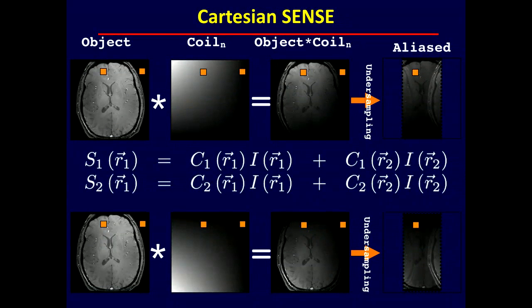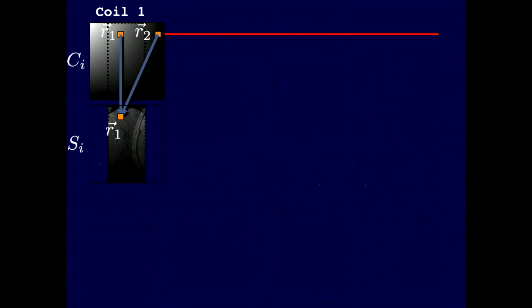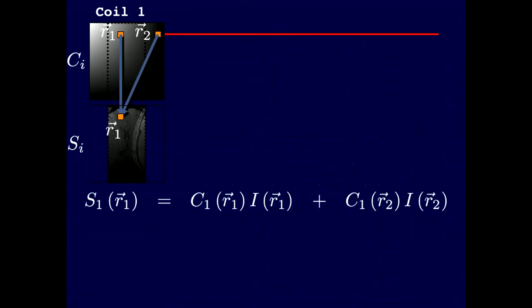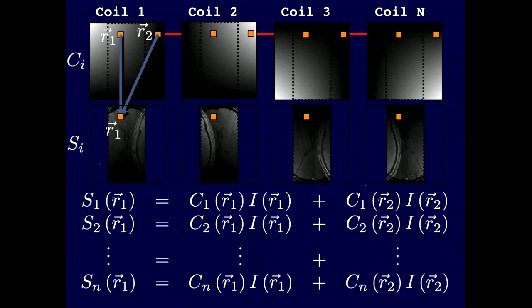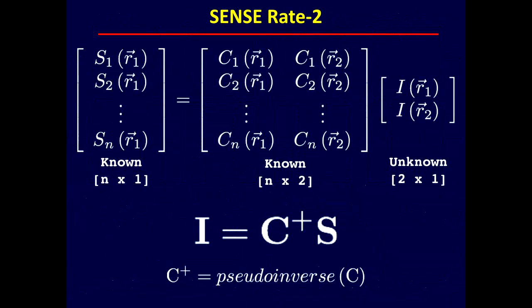Now if you do the same thing for, let's say, four coils, you're forming another system of linear equations here, and you follow the same strategy we did before. Basically, what you want to do is invert this matrix. Remember, this is the measured signal, this is your encoding matrix, and this is what you're solving for.